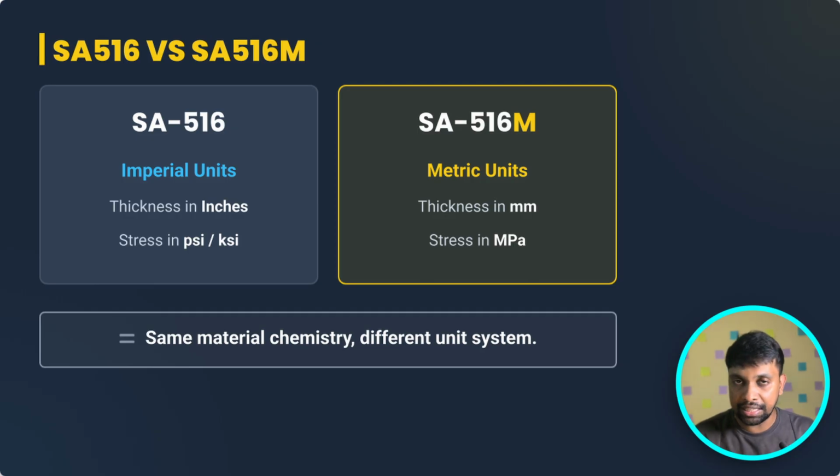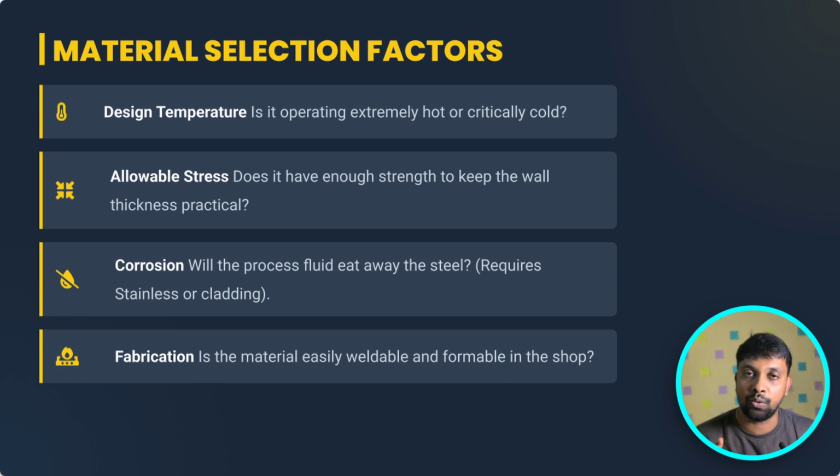Okay, so everything remains the same. The material chemistry remains the same, the material strength remains the same, the material form remains the same, everything remains the same. Only the change is the unit system. Here we come to the selection factors. What are all the important factors we have to consider before selecting the material? The first ones are design temperature, allowable stress, corrosion, and fabrication.